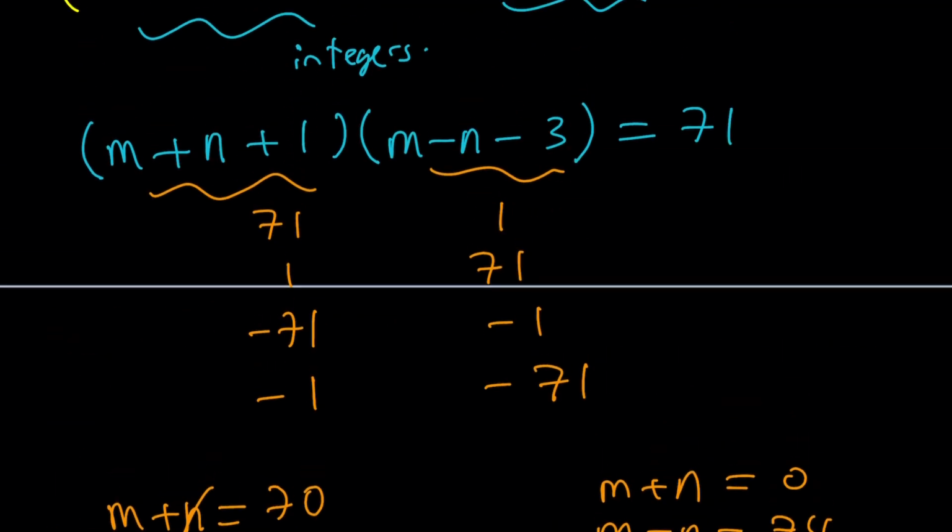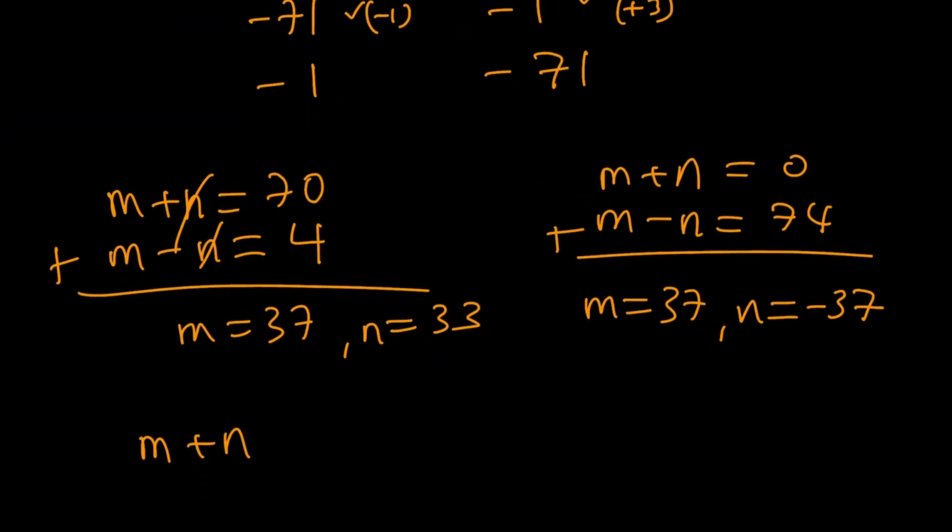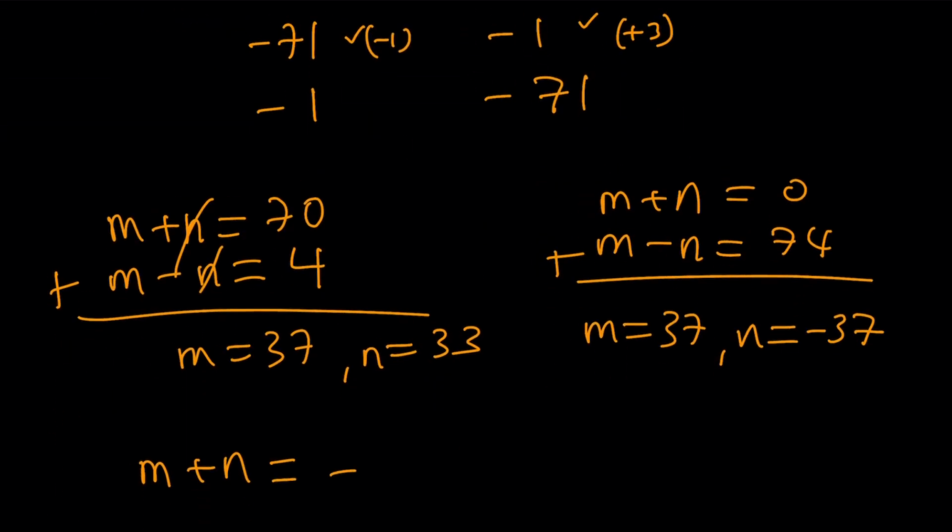Now notice that the first one adds 1, so I just need to subtract 1 from this and add 3 to this. Okay, so minus 1 here and plus 3 here. Remember that. Minus 1 plus 3. Okay, so those are going to be my numbers.